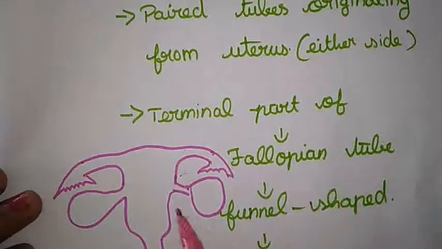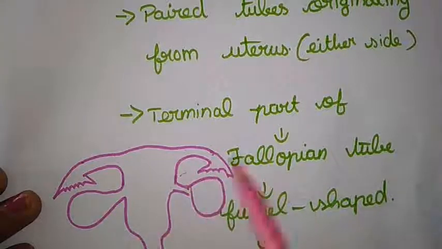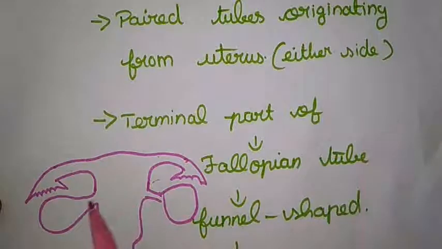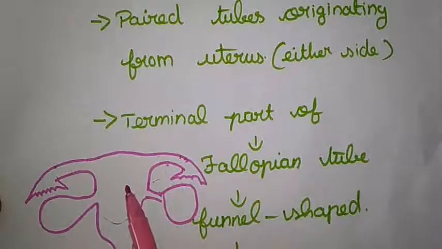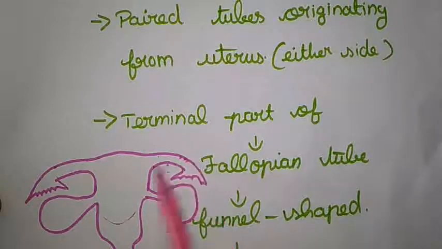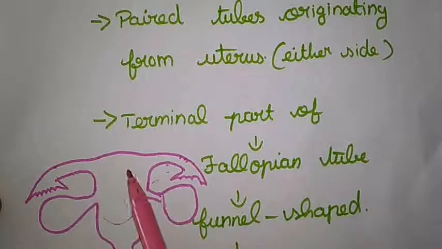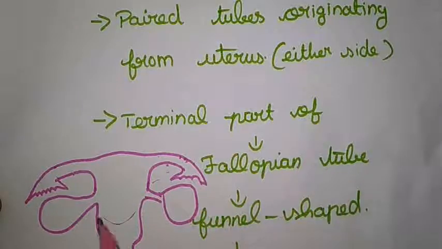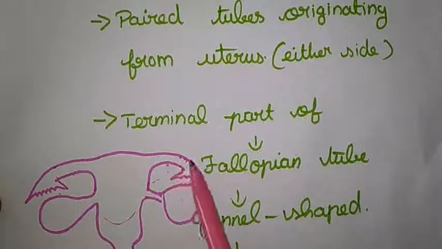Okay, so this is an oral view of the uterus. The paired tubes are originating from the uterus. This is a paired tube originating from the uterus. So this is the uterus. They originate from the uterus on either side, attached on both sides. And here is the terminal part of the fallopian tube, that is the ending part. This is the terminal part of the fallopian tube.